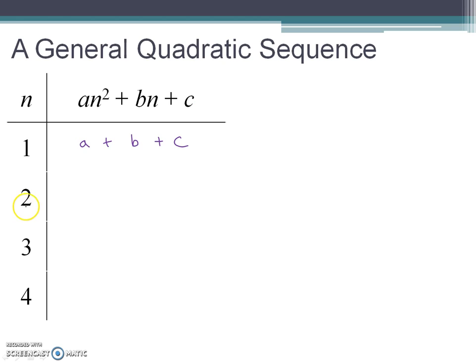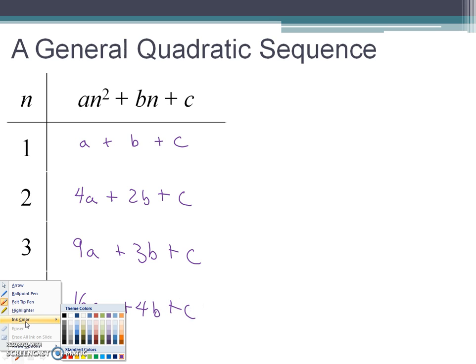Let's do the same thing for 2. Put in 2 for n. 2 squared is 4, so that's 4a plus 2b plus c. Put in 3 for n. a times 3 squared is going to be 9a plus 3b plus c. And you see the trend, 16a plus 4b plus c.